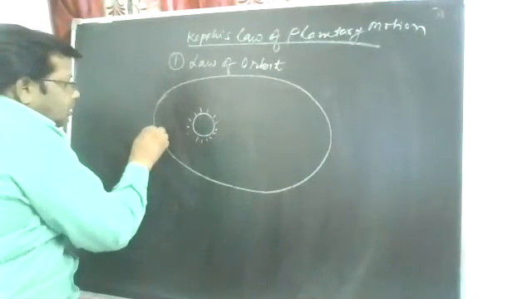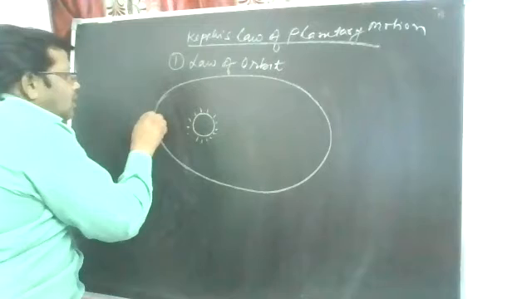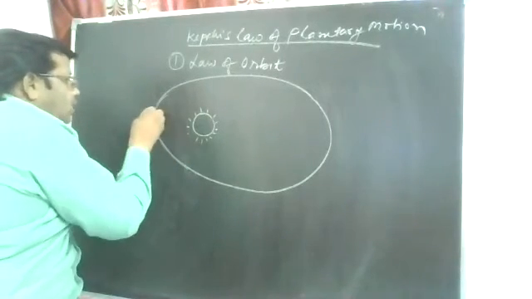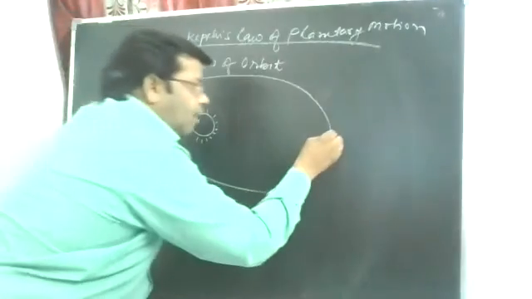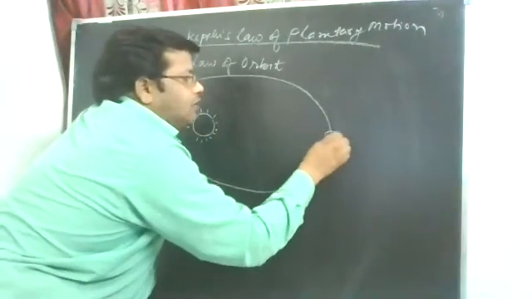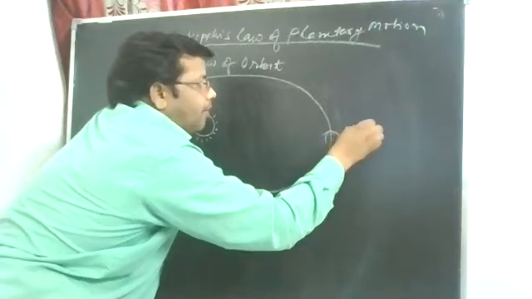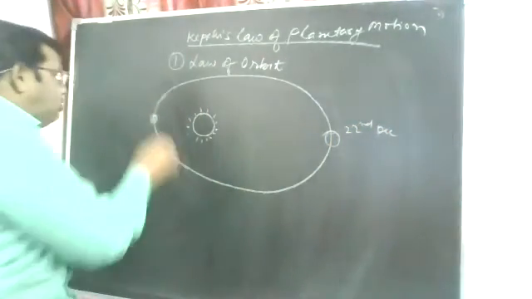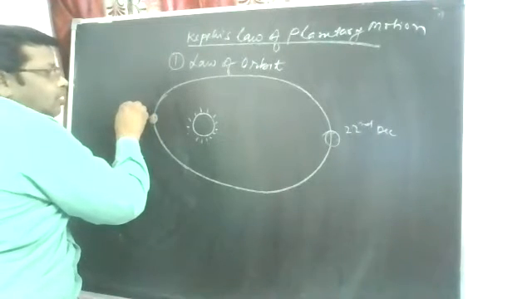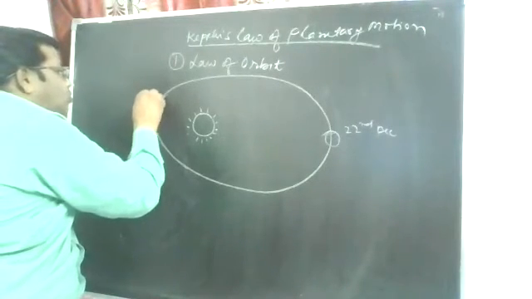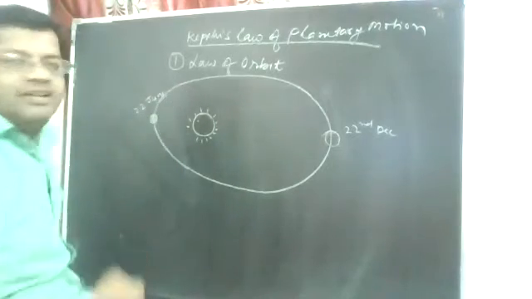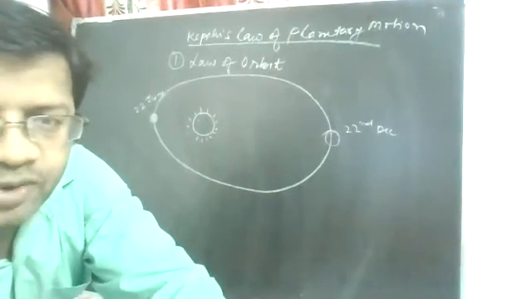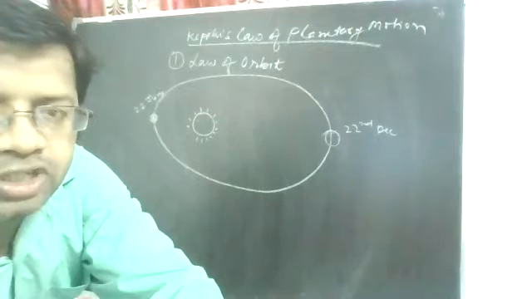Sometimes the Earth remains very close to the sun. If this is Earth, this is on 22nd December, 27 December. Our position is here. On 22nd June, we are very near to the sun. That's why we feel on 22nd June the most hottest day.